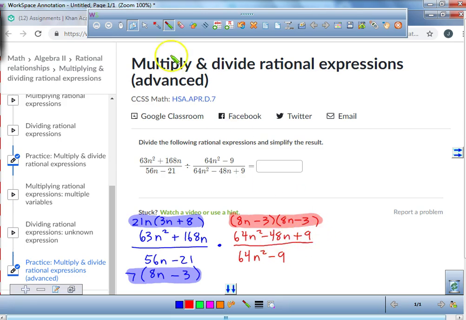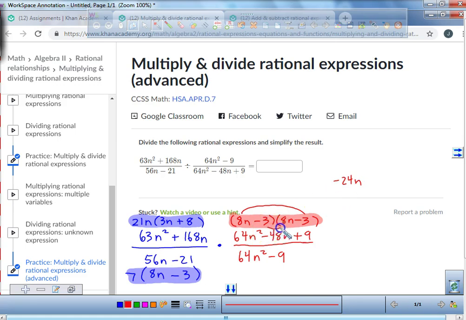How in the world would you know that was going to work? What's the product of 8n times a negative 3? That's negative 24n. And what's the product of negative 3 times 8n? Another negative 24n. When you add those together, you get that negative 48n in the middle. So the outer products and the inner products add up to that negative 48n.